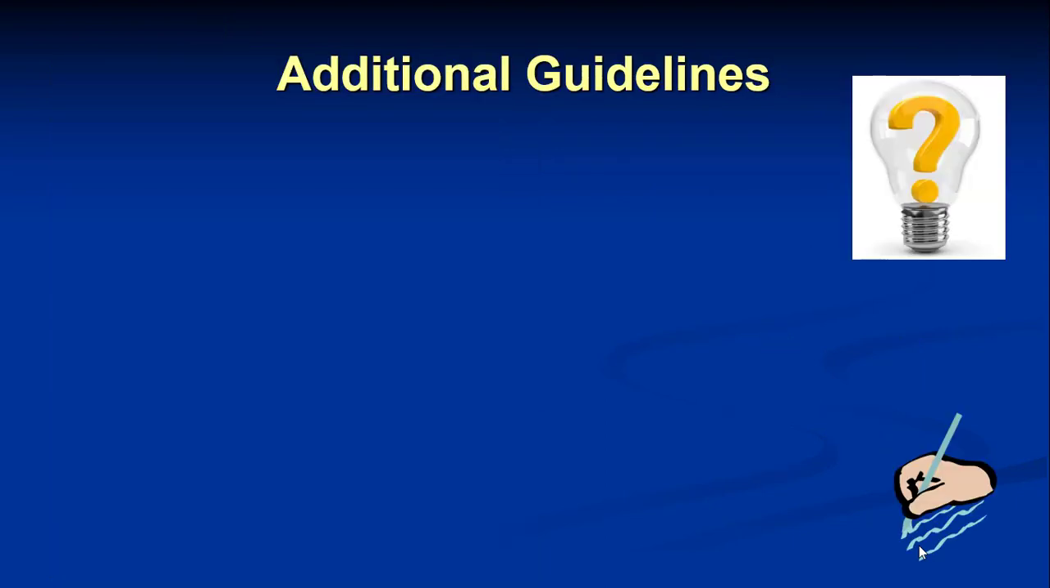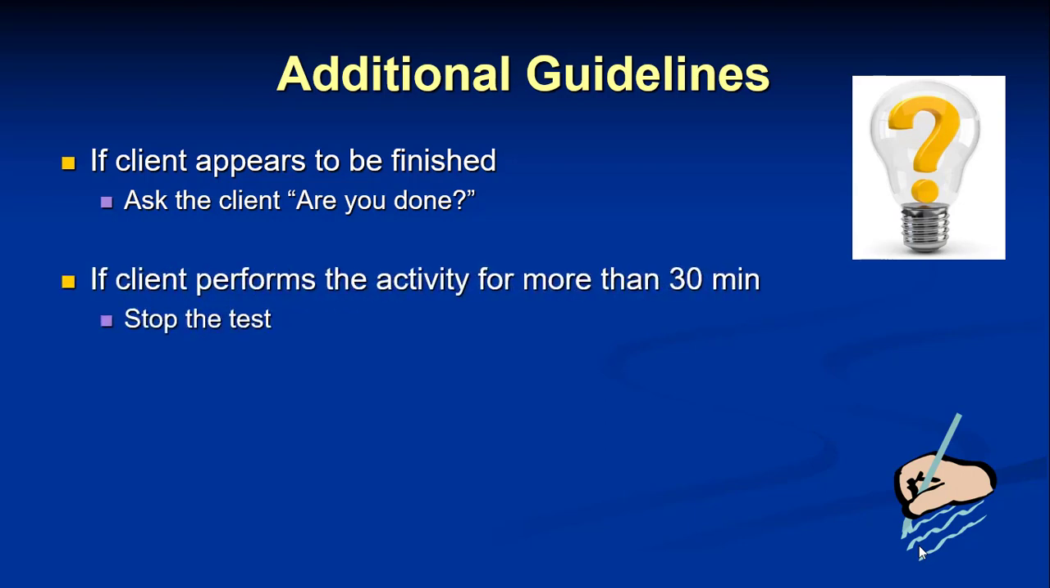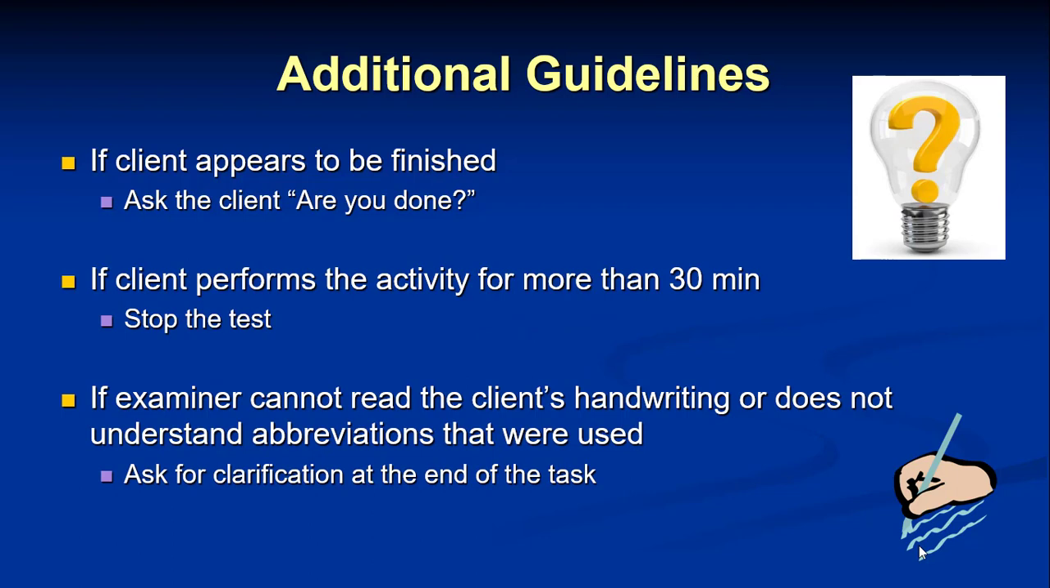Some additional guidelines are as follows. If the client stops writing and appears to be finished but does not say anything, the examiner should ask the client, "Are you done?" If the client performs the activity for more than 30 minutes, the examiner may stop the test. However, in this case, the efficiency score cannot be calculated. If the examiner cannot read the client's handwriting or does not understand abbreviations that were used, the examiner should ask for clarification at the end of the task.